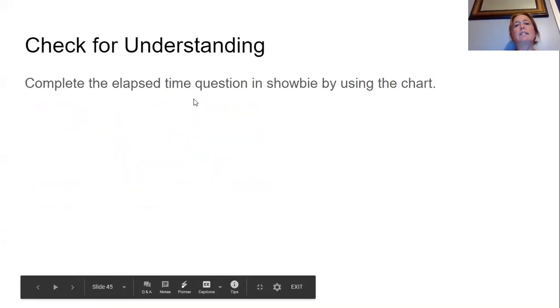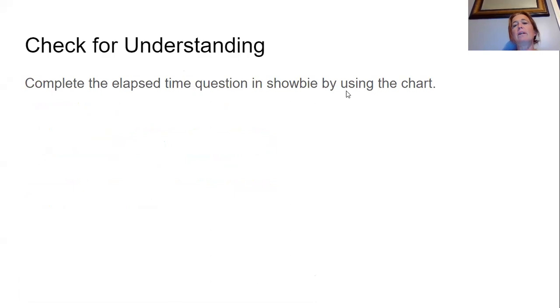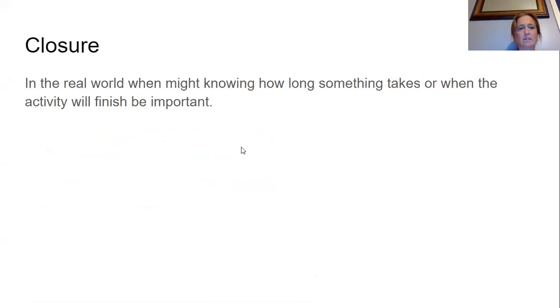I would like you to complete the elapsed time question in Shobi by using a chart. Make sure you use the chart that is supplied for you. Okay, I want you to think about, in the real world, when might knowing how long something takes or when the activity will be finished be important? Start thinking about how you could use this as an adult.